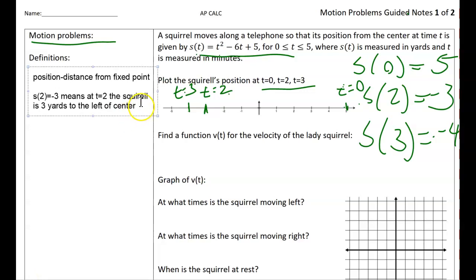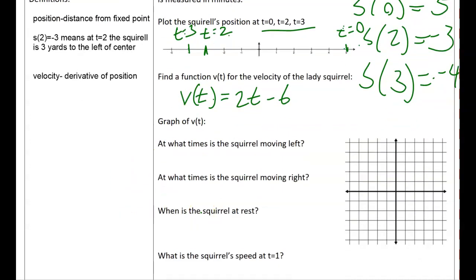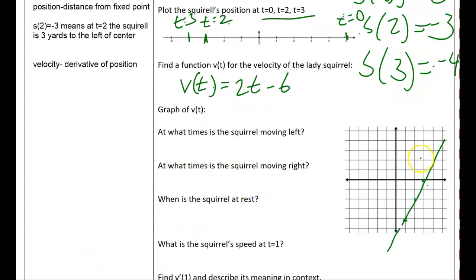Then, my next question is find a function v of t for velocity. Well, you guys already know that velocity is the derivative of position. So to get that, I just use power rule. This is a very simple derivative to take. For more complicated ones, you could use the derivative function on your calculator. And then I'm going to graph it, and I have just a nice linear function, so I'm going to graph it down here in my graph. So it's a straight linear function going through 6 as my intercept with a slope of +2, right?